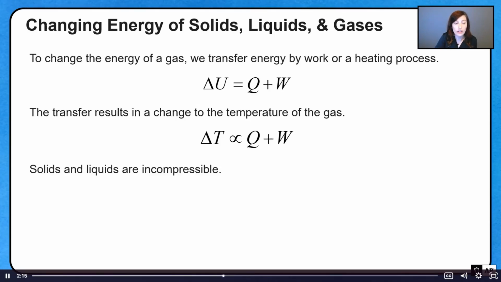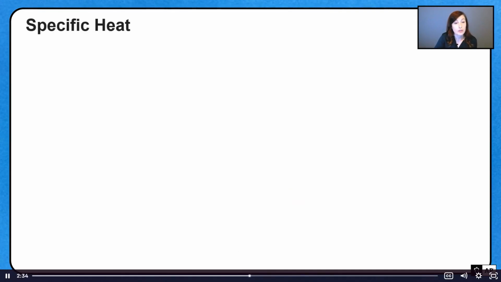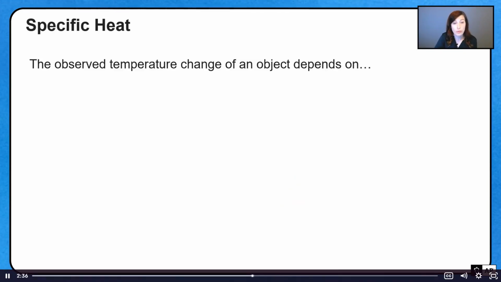However, solids and liquids are incompressible, meaning they have a constant density, and we cannot do work on them by compressing them or expanding them. So that means that the temperature change of a solid or a liquid is directly proportional to the amount of energy added or removed by heating or cooling. So since temperature change is directly proportional to the energy added or removed by heating or cooling, what else matters to make that proportionality an equality?